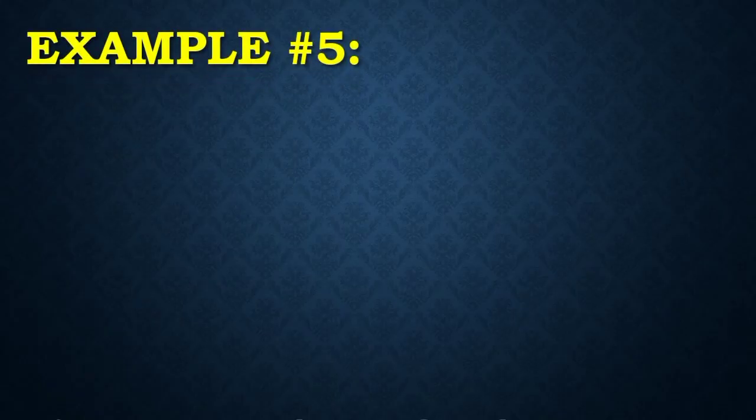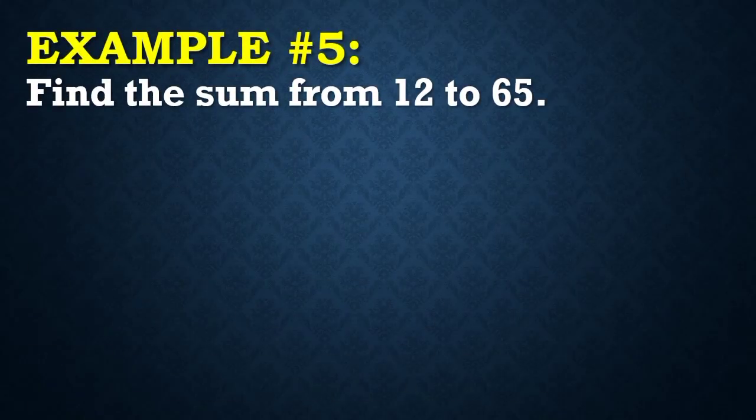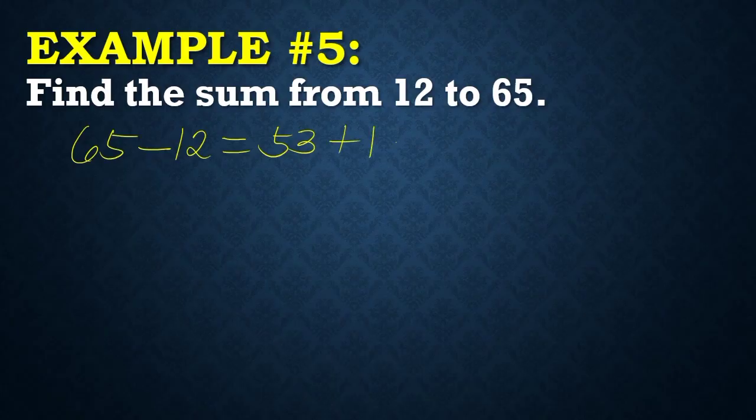For our last example, using the first formula, find the sum from 12 to 65. Kailangan natin ditong makuha o malaman kung ilan yung number of terms. Paano mangyayari yon? Ang gagawin lang natin, 65 minus 12 is equal to 53. Okay. And then, dun sa nakuha nating difference, lagi tayong mag-a-add ng 1. So, ang number of terms from 12 to 65 is 54.